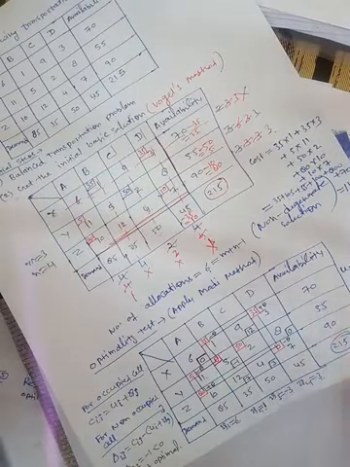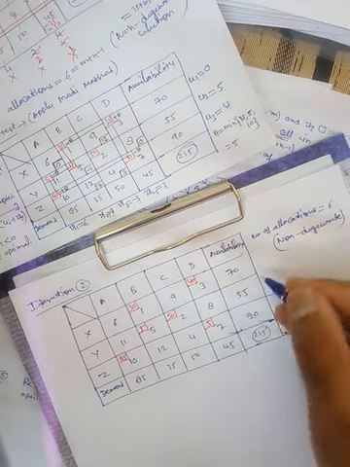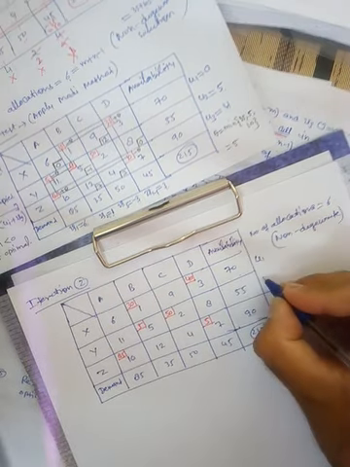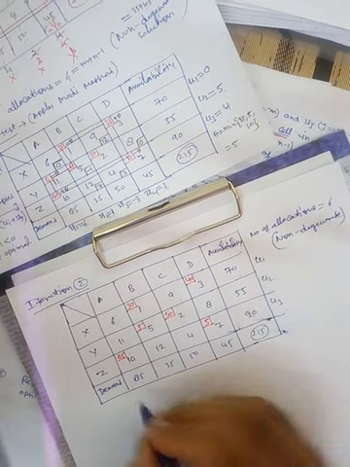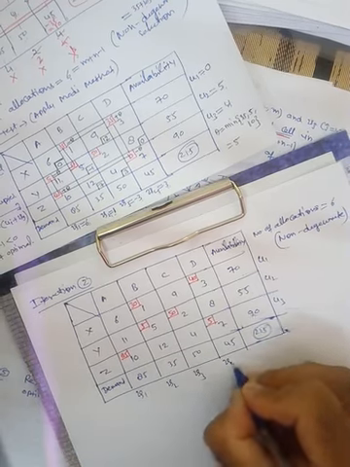This was iteration number 1. This procedure is iteration number 1. This is iteration number 2. Fine. So now again u1, u2, u3, v1, v2, v3, v4.